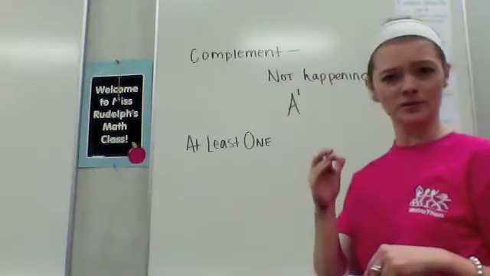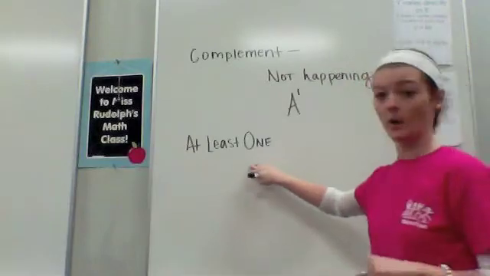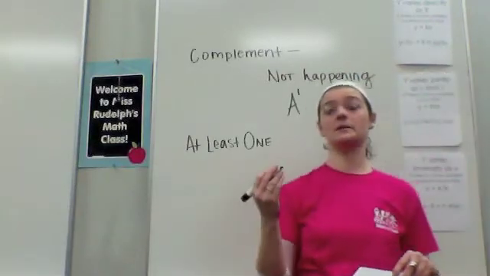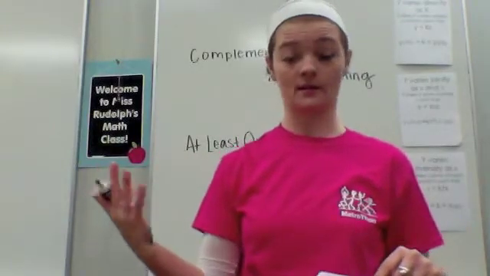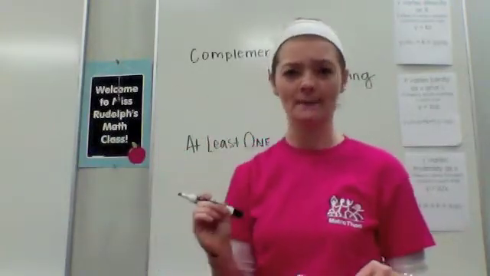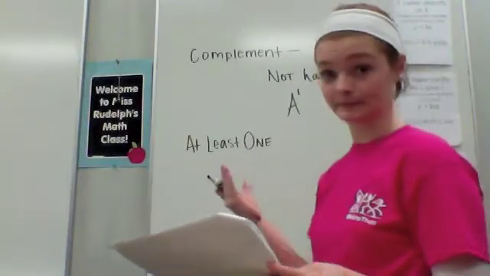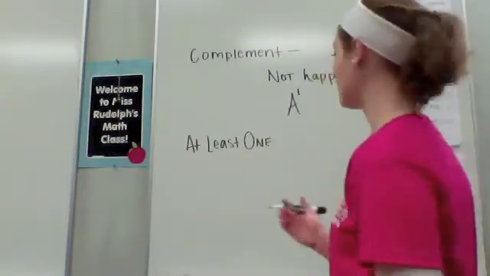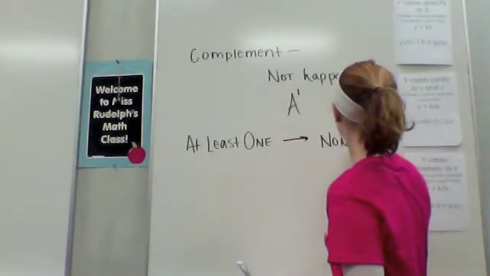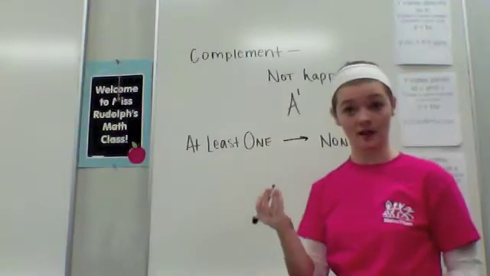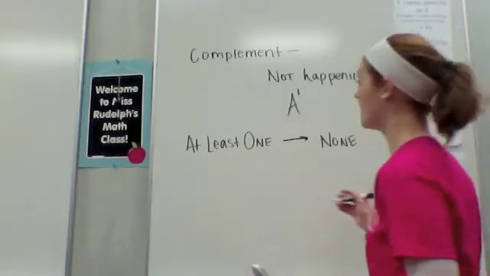One of the most important complements for you to recognize is the "at least one." Anytime you're asked to find the probability that at least one little thing will happen, you're actually better off finding the probability of none, okay? The official complement of at least one is none. So the official opposite of at least one thing happening is not a single thing happening, okay?